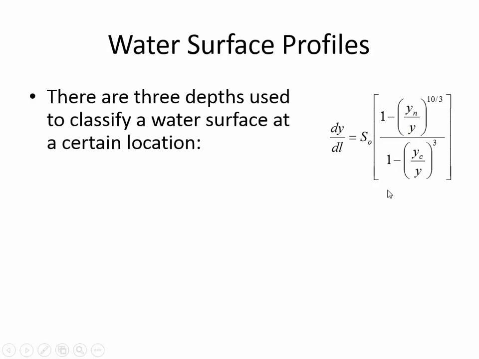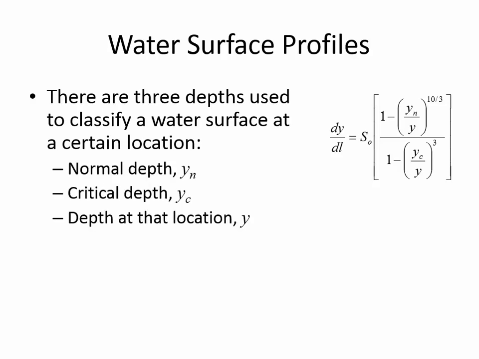And those three depths are important not just because we use them to calculate dy dl, but also because they allow us to understand the water surface profile type. And I told you before that if you look at yn and yc, and yn is bigger than yc, then that tells you the slope is mild. Well, we can say the reverse of that. If yc is bigger than yn, then the slope is steep.